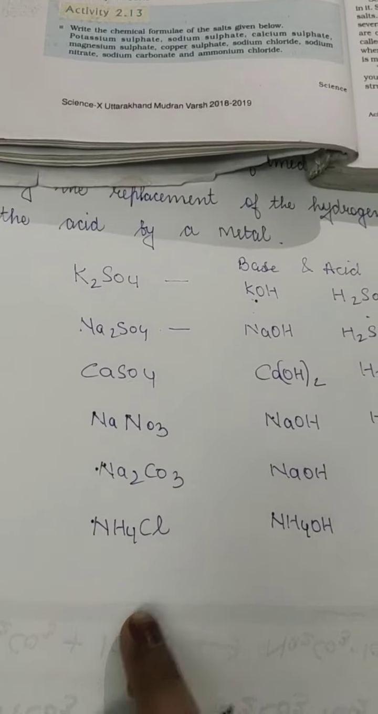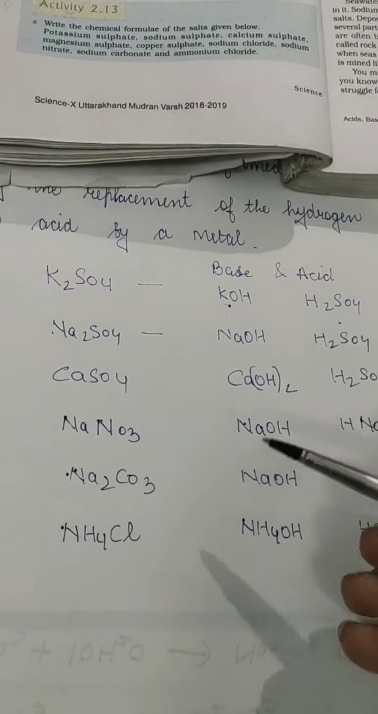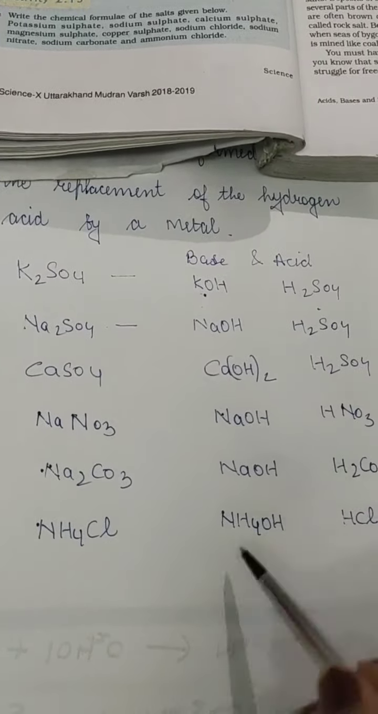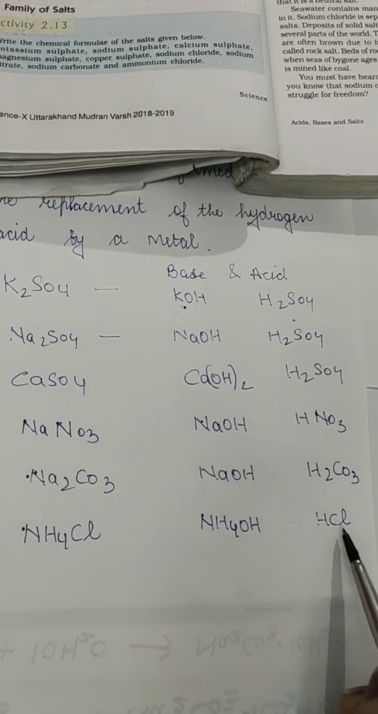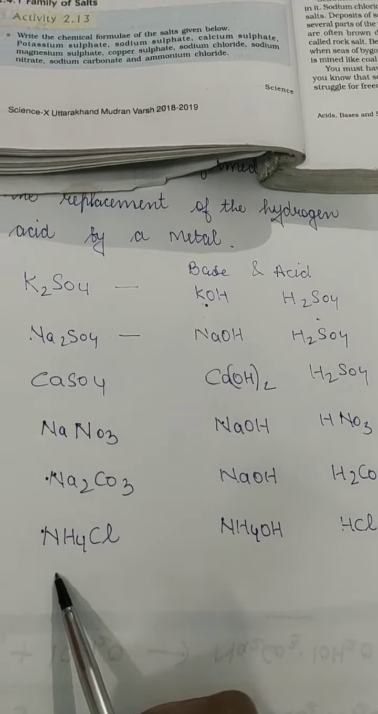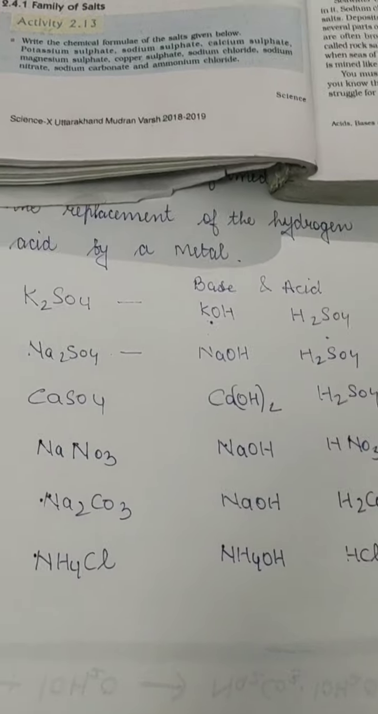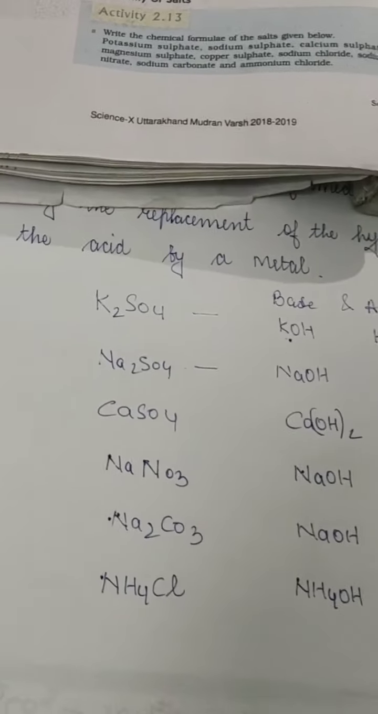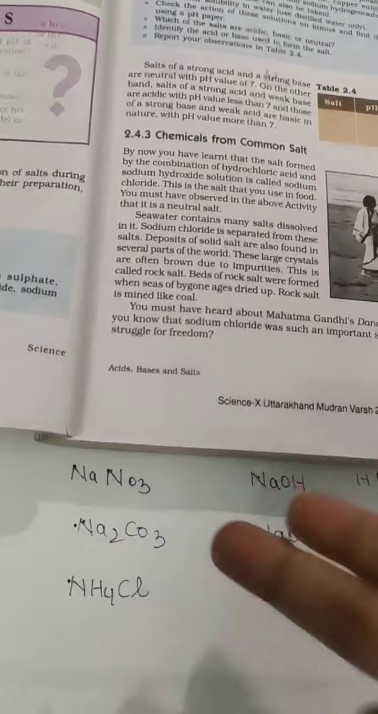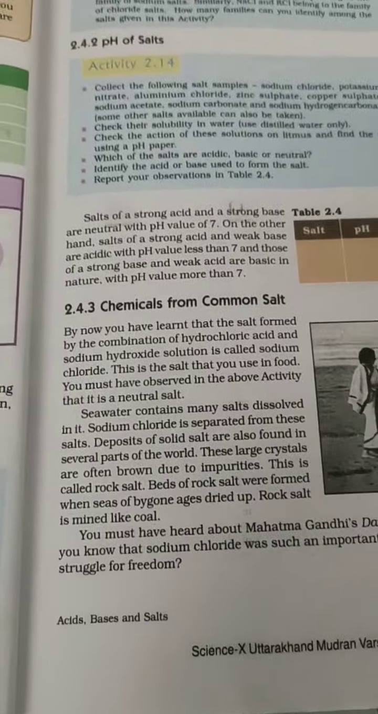So these are a few names of the salts, and the bases and acids. When this base reacts with this acid, this salt is formed. You have to identify the acids and bases from which the above salts are obtained. I've already done this for you.